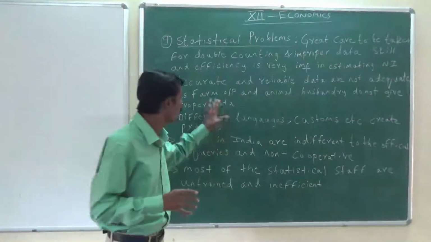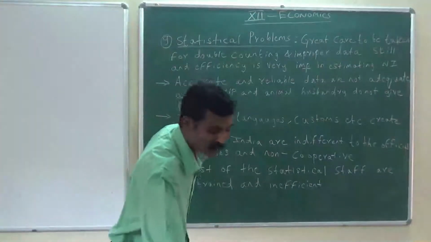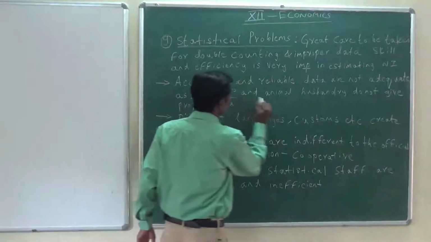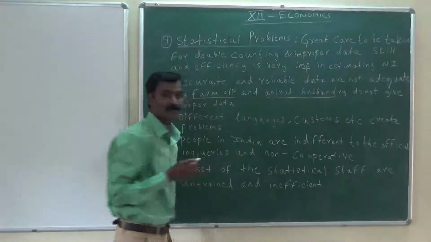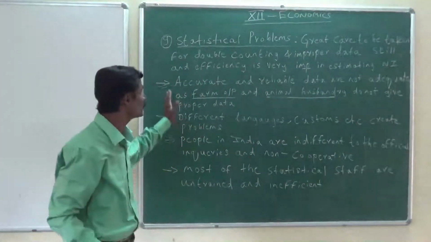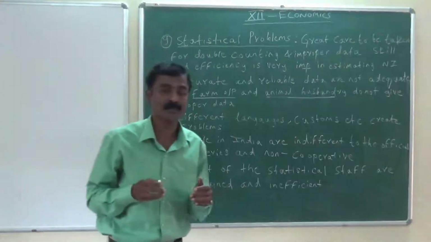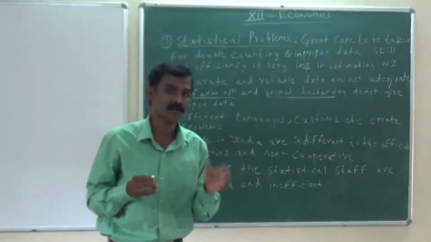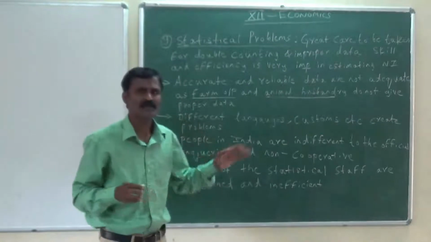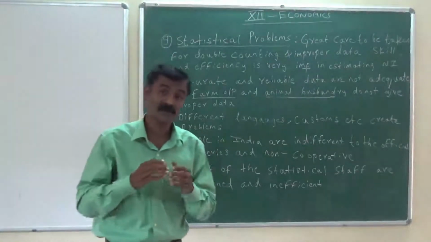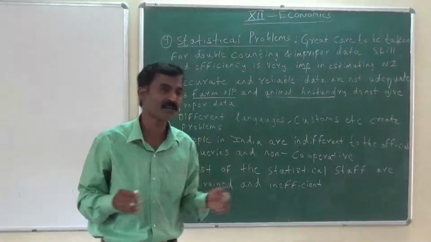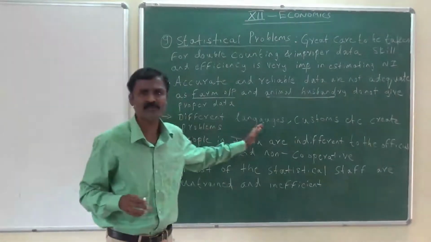In which sector? Farm and animal husbandry. We do not get proper data from the farm and animal husbandry sectors. That is the main problem, where we are not able to calculate the national income for our country. The next point is that since India is vast, with different languages, different customs and different religions, it creates a lot of problems.